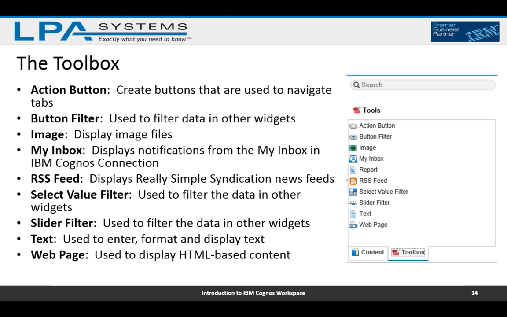Select value filters have been in Cognos Workspace for a while, and slider filters, which we had a representation of in a previous slide, allow you to basically slide the object to control the scope. The web page widget is also available, and that will allow you to display HTML content. We're going to do a demonstration that shows that ability.